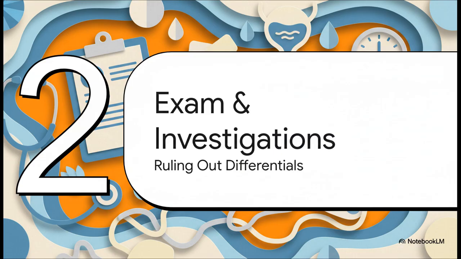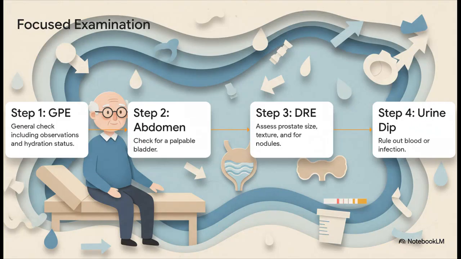Okay, history's done. Let's move on to the physical examination. This is where we gather more clues to build our clinical picture, confirm what we're thinking, and start ruling out some of those other important diagnoses. You'll want to clearly signpost these 4 steps to both the patient and the examiner. So you'll check for a palpable bladder to make sure there's no retention. You'll perform a digital rectal examination or a DRE to feel the prostate. And of course, a urine dipstick is a non-negotiable bedside test to look for infection.